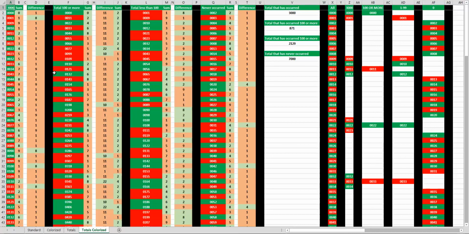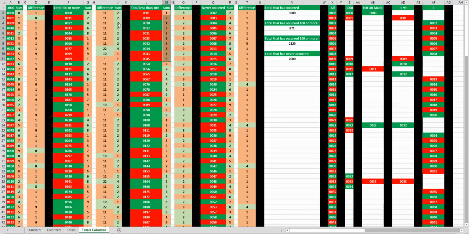It's been 227,500 combinations on the one draw. That's 227,500 movements, which means that all of these possibilities could come about from those movements. But only this 3,000 has. Only 871 have 100 times or more, and only 2,129 have occurred 1 through 100 or 1 through 99 times. I've got to change this.